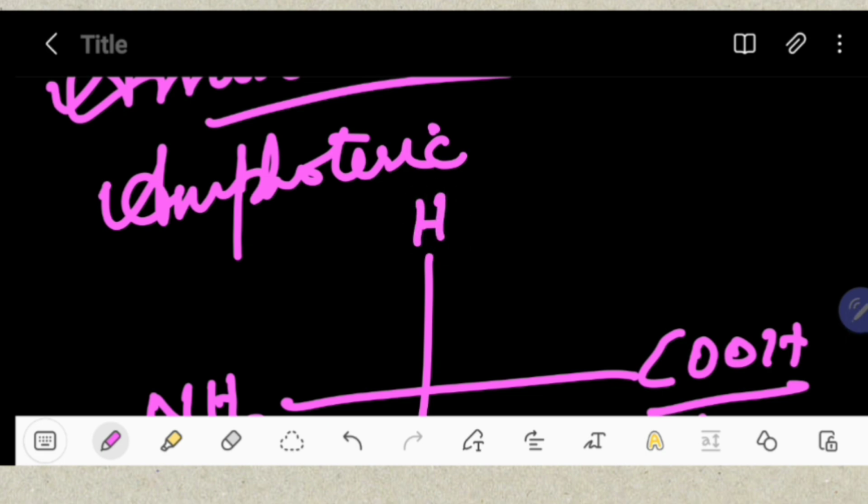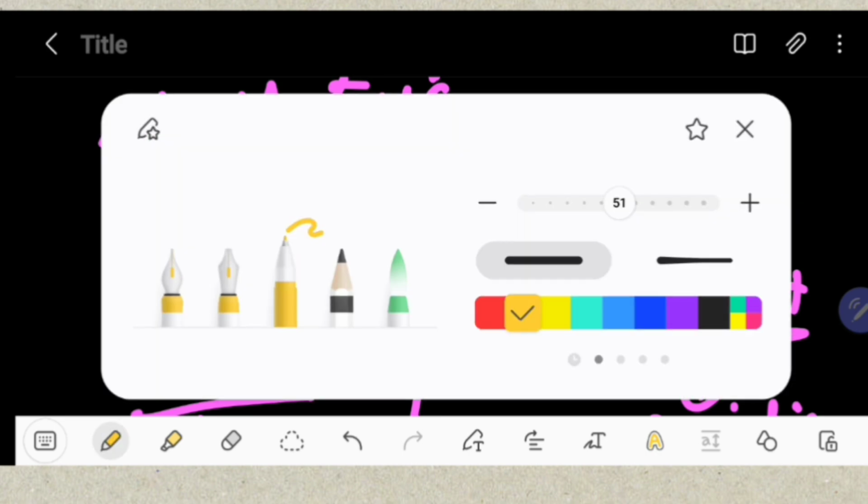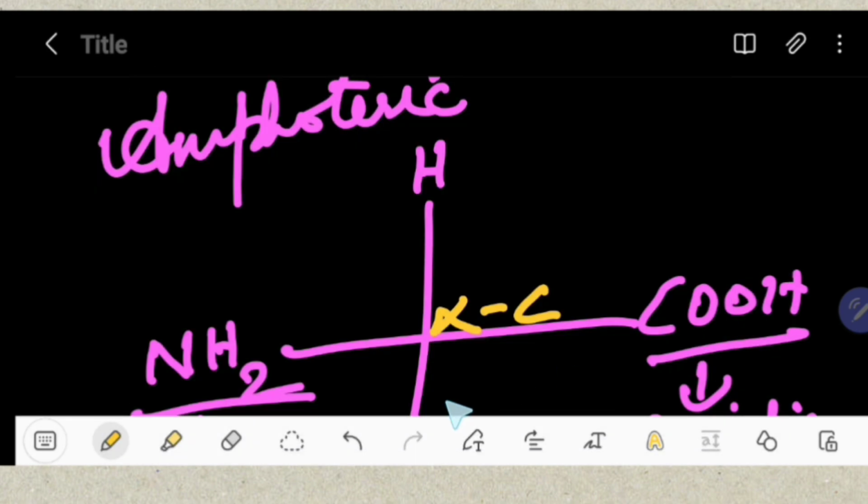So it is amphoteric due to the presence of the basic amino group NH2 and the acidic carboxylic group. Amino acids contain an amino group and an acidic group as substituents on the same carbon, that is the alpha carbon. Hence they are known as alpha amino acids. So here you have your alpha carbon. In this alpha carbon, both of these are present.